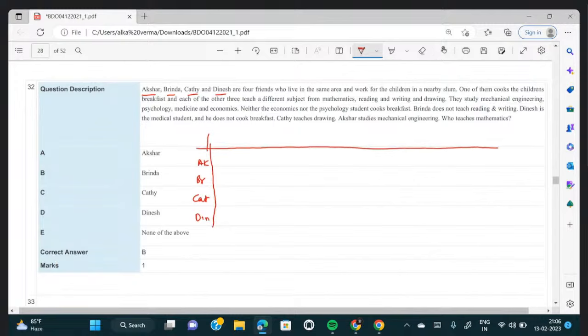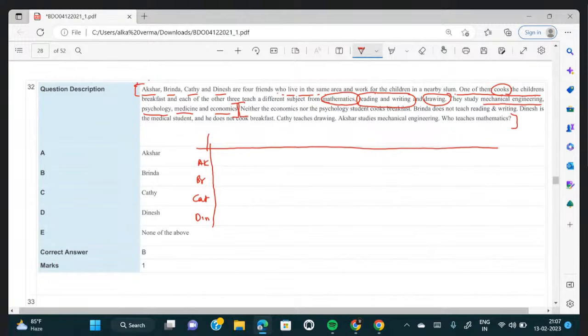Now, what is given? 4 friends live in the same area and work for the children in a nearby slum. One of them cooks the children's breakfast. Each of the other 3 teaches a different subject from maths, reading and writing, and drawing. Reading and writing come under one category and drawing is the other category. Now, they study mechanical engineering, psychology, medicine, and economics. Till here only instructions were given. Now from the word neither, you are getting your question.